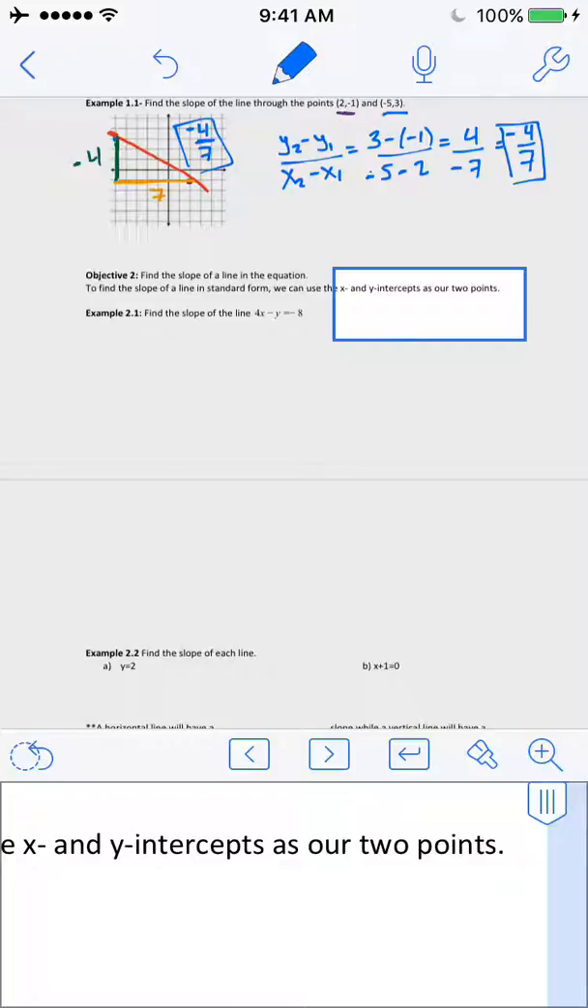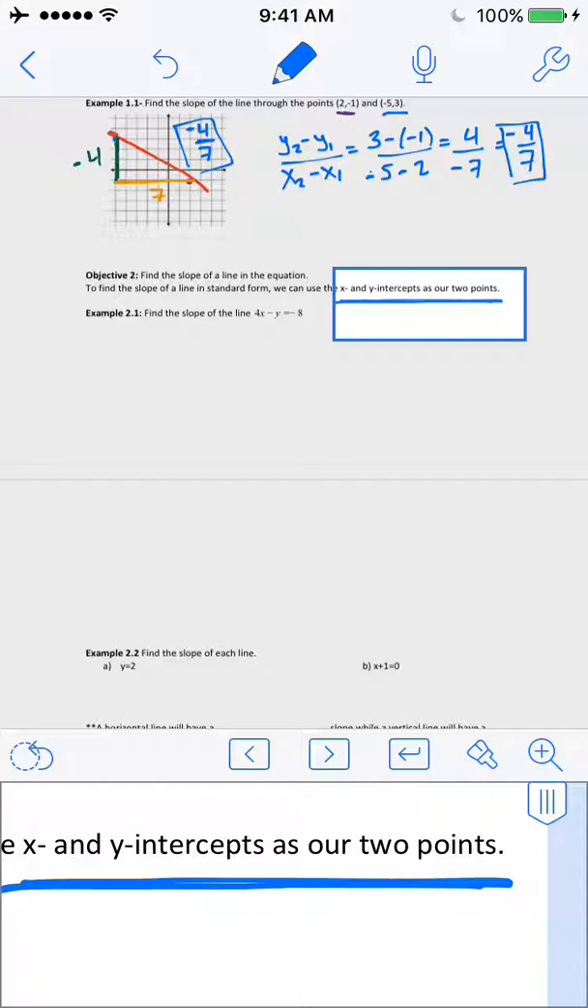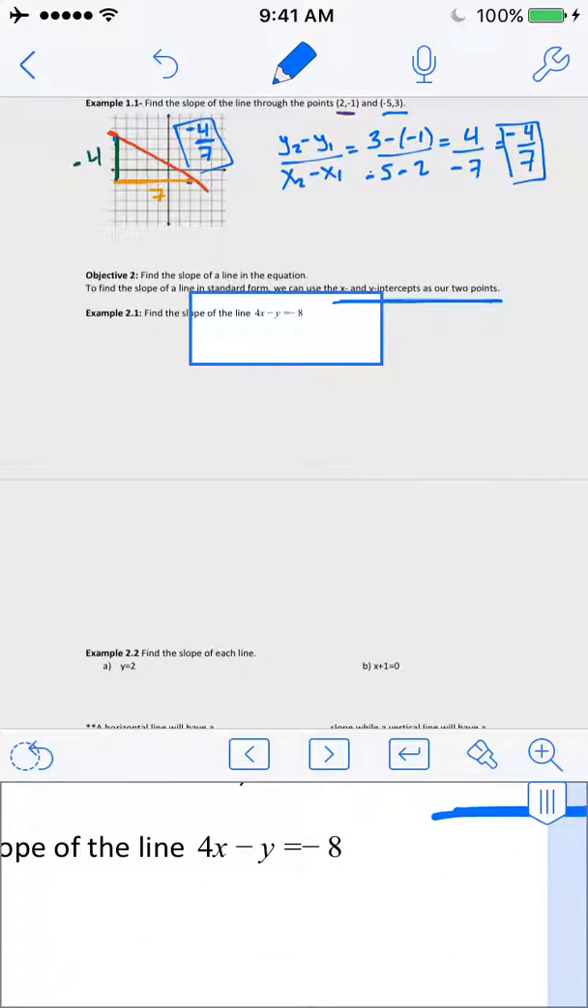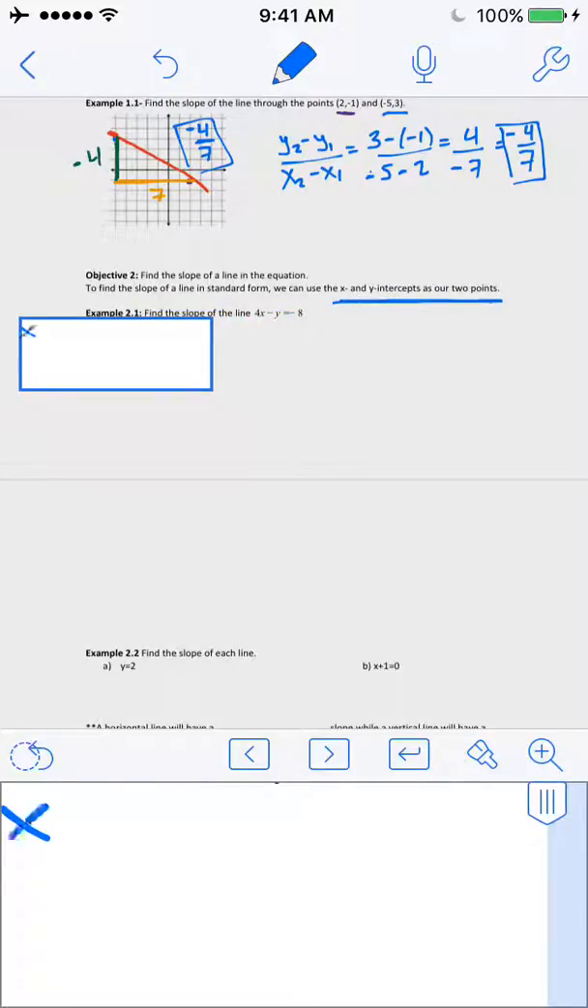That's right, the x and y intercepts. Let's find those. We'll use the x and y intercepts as our 2 points. We already know how to find those from the last section. It'll be very easy to just repeat the process here. So let's recall my x-intercept.